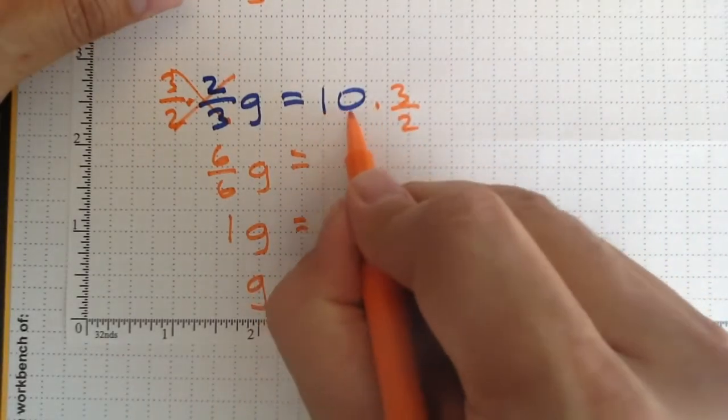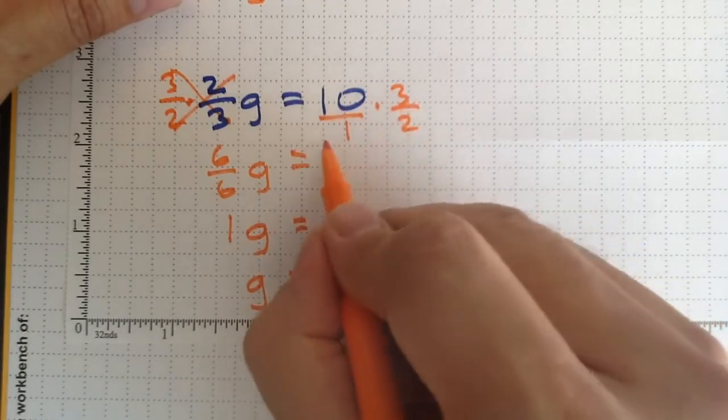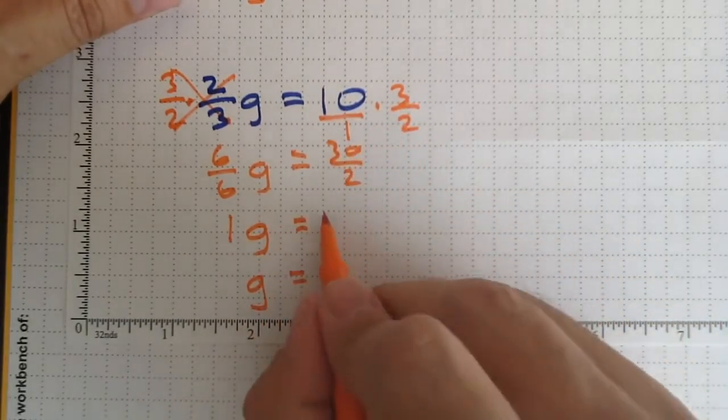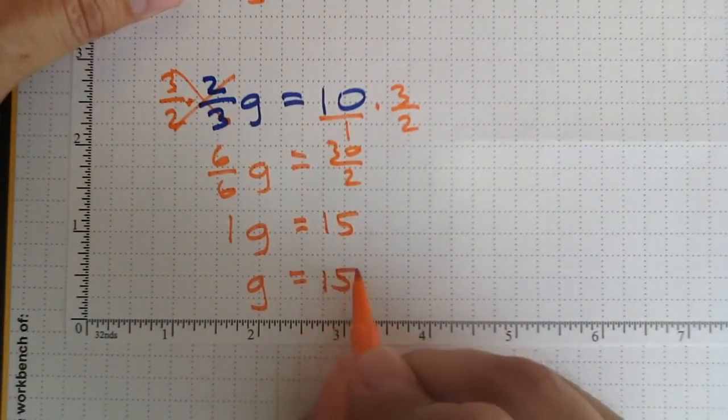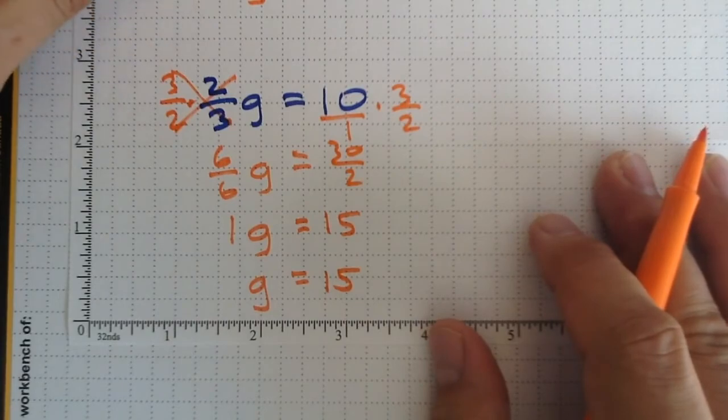Now over here, 10 over 1. And since it's already multiplication, we can just dig right in. 10 times 3 is 30. 1 times 2 is 2. 30 divided by 2 is 15. All right, so that's just one special case to keep in the back of your mind. It'll save you some work.